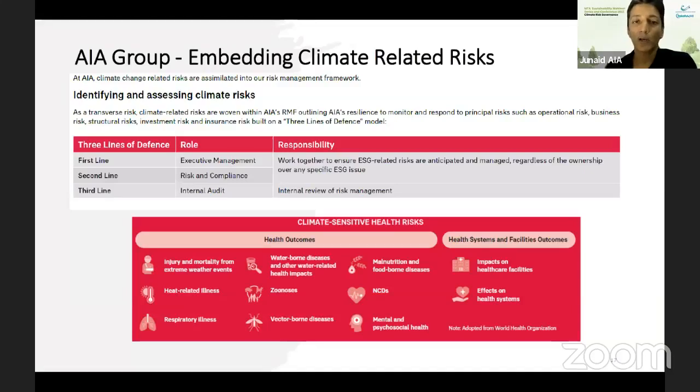Now, what I want to point out also is that the three lines of defense work together in tackling climate risk or ESG-related risks. So, for example, the first line, that is the executive management, will work with risk and compliance to ensure ESG and climate-related risks are anticipated and then managed. And then the third line of audit then provides an internal review of risk management. So that's AIA's example. I will now pass it back to Teresa to share some examples from Zurich.